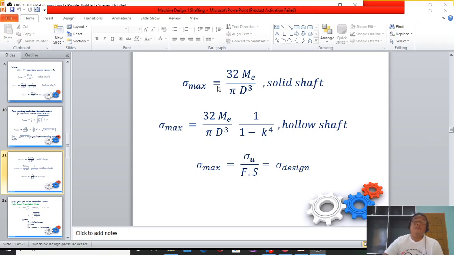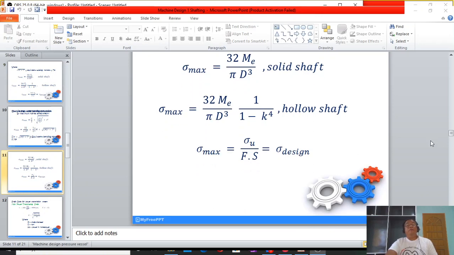Take note, class, this is again for a solid shaft, but for a hollow shaft, multiply it by 1 over 1 minus k to the fourth. Take note, class, the maximum normal stress equals the ultimate stress over the factor of safety.